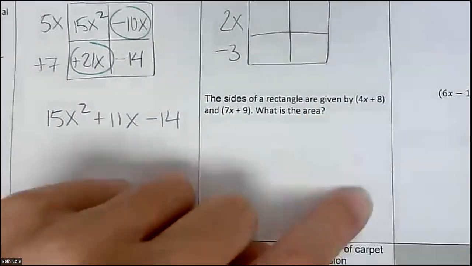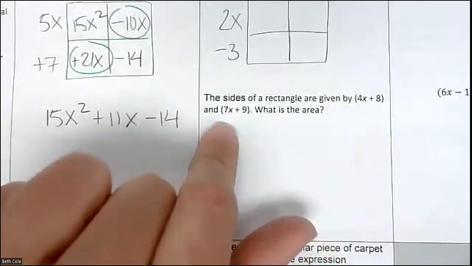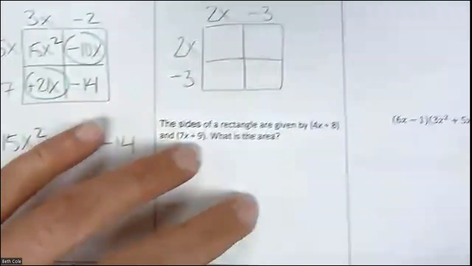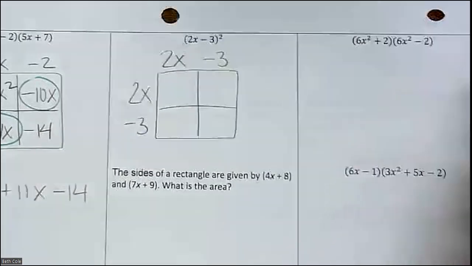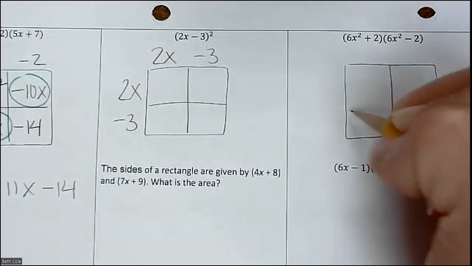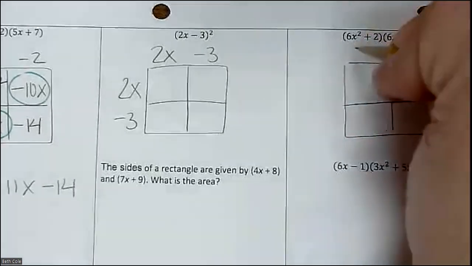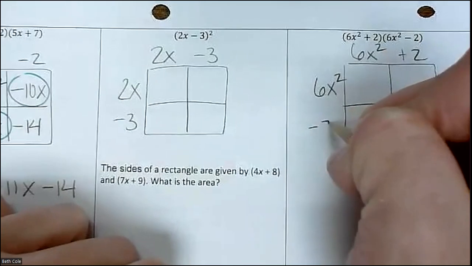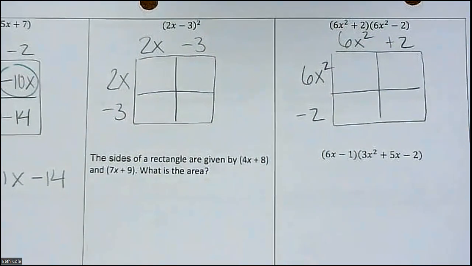You would draw a 2 by 2 square little window and set up your problem. 4x plus 8, 7x plus 9. You're just multiplying them together. All right, this one's a little different because these are both x squared. So let's actually do this one. We'll work this one the whole way out. So you're going to put 6x squared plus 2 and 6x squared minus 2. And then we'll do the one below that too, because that one's a 2 by 3.